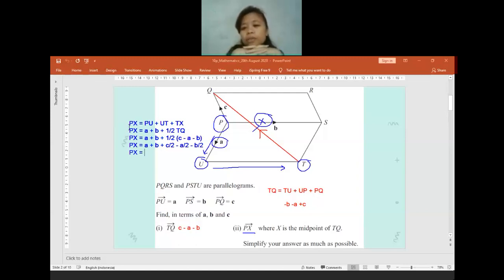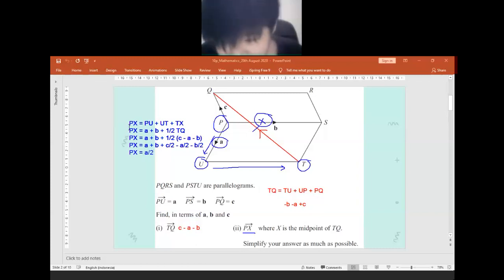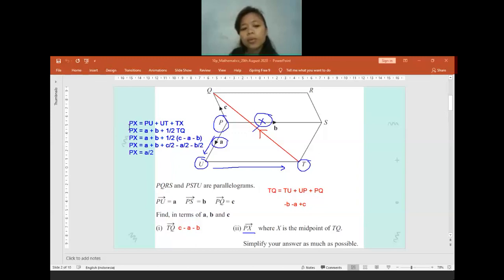So later PX will equal how many A if we simplify? If we simplify this, how many A in total? Half A. Yeah, it will be a half A. I'll write it as A per 2. And then what about the B? How many B will be there? Yeah, it will be a half B. And for the C, it will stay as a half of C.